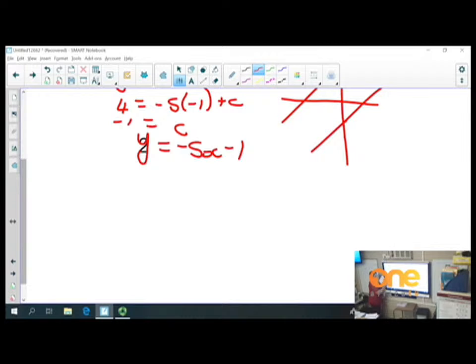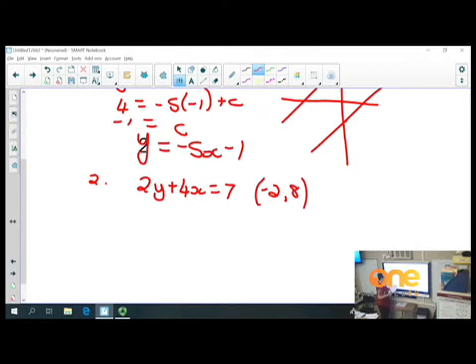The next one, number 2, says, determine the equation of the straight line which is parallel to 2y plus 4x is equal to 7, and it passes through the point negative 2, 8. The problem with this one is it is not in standard form. I don't have a gradient here. So what must I do first every time, Ruan?